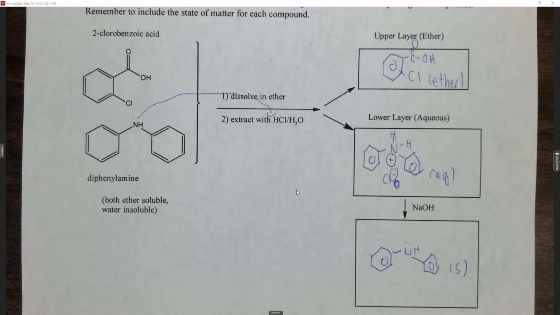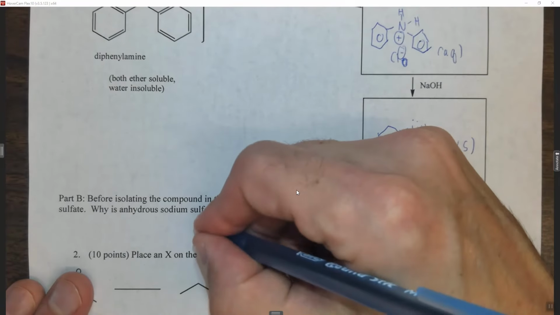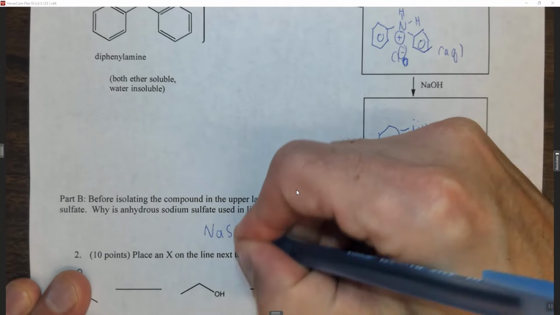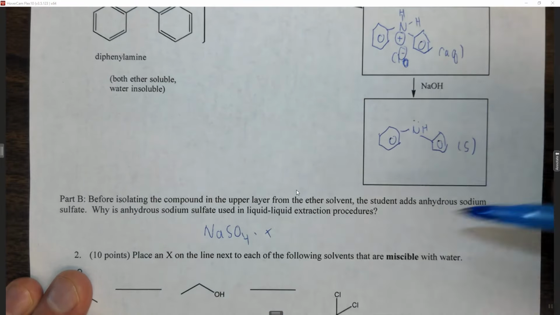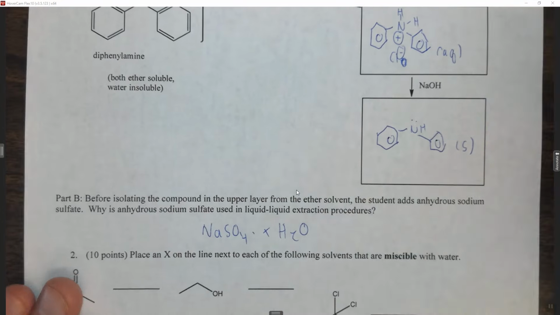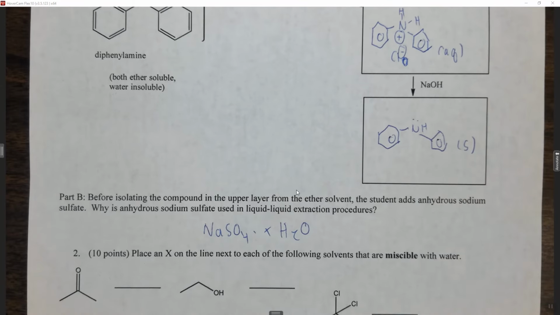To get rid of the water, we add the anhydrous sodium sulfate. Anhydrous sodium sulfate coordinates to up to 10 water molecules, but we don't know how many it'll coordinate to, and it dries the organic layer. So the purpose of adding anhydrous sodium sulfate is to dry the organic layer before we evaporate the ether and isolate the solid product.